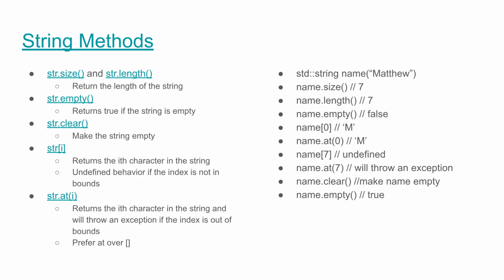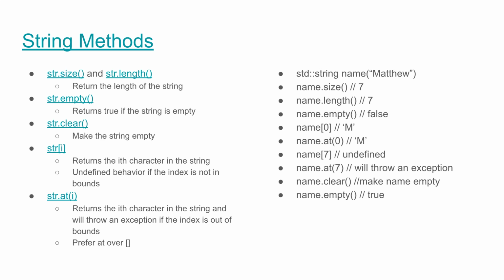Okay, some string methods. There's .size and .length. They both do the same thing, and they tell you how many characters are inside that string. String.empty returns true if the string is empty. String.clear will make the string empty. It'll delete everything inside of it. Again, remember, strings are mutable, so you can change their contents. String bracket i and string at i both will give you the ith character in that string. One of the major differences between the two is that if you go out of bounds with string bracket i, what happens is going to be undefined. You might get a segmentation fault. You might change something that's there. I don't know what's going to happen.